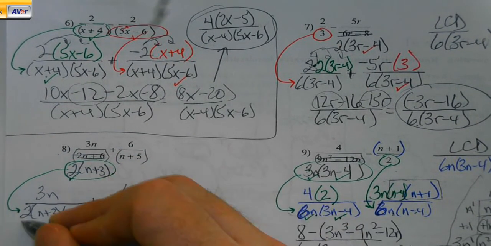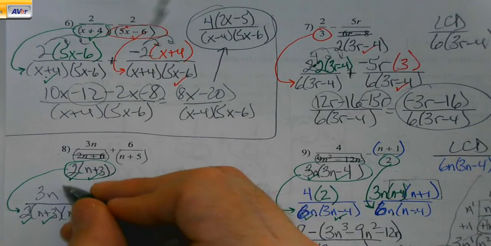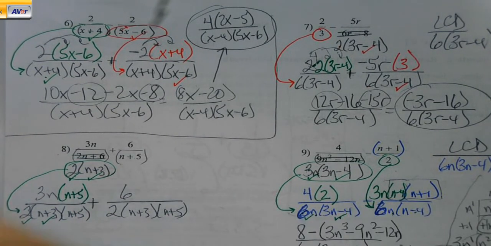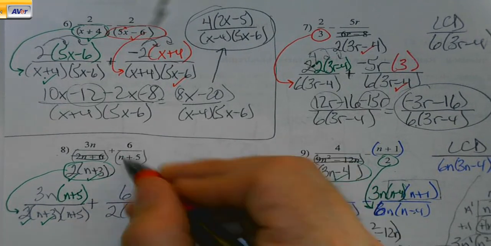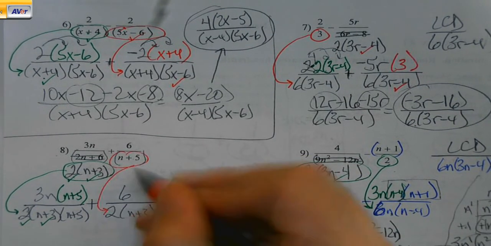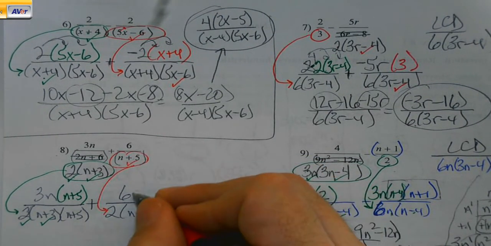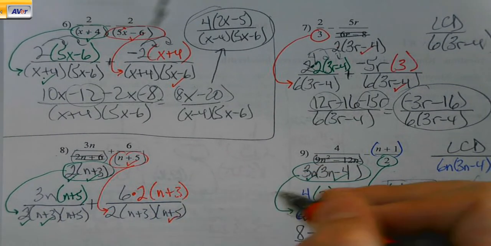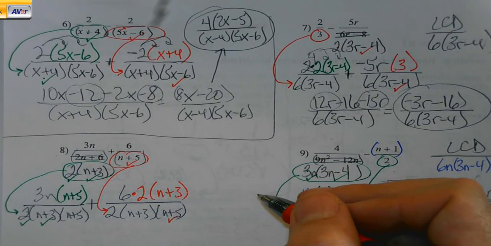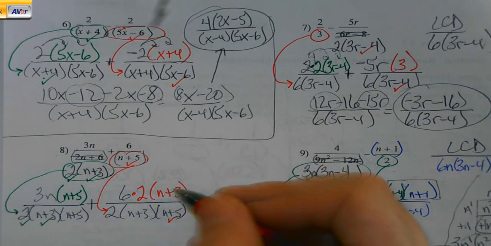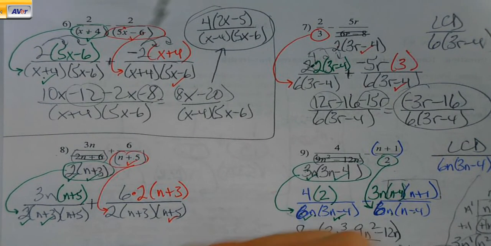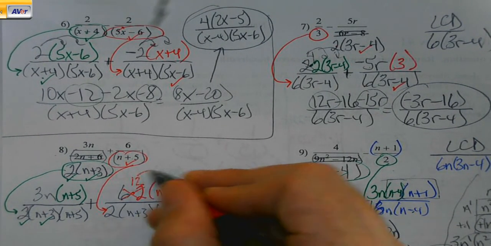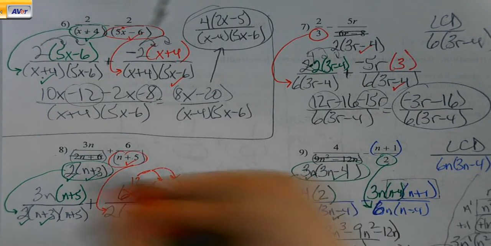I got the 2. I got the n plus 3. I need the n plus 5. Here, I got the n plus 5. I need the 2. And I need the n plus 3. And again, I would even go so far, this will kind of be my last hint with number 8 here. I would take my 6 times 2 and turn that into the 12 before I started to distribute.